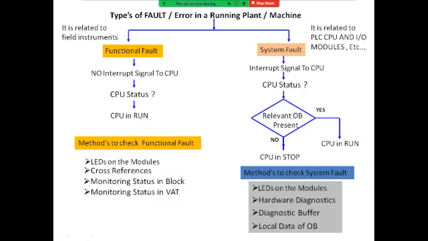Local data is like this: if you see OB1 and expand it, there is one hidden window in that. You can expand that window and check some local addresses in OB number 1 and in other OBs also, as well as in FCs and FBs. We are using some local addresses as inputs and outputs, right? So here in OBs, there are some predefined local data or local addresses that you can directly use for such errors, if it is related to that particular OB number. That OB number's error you can use.